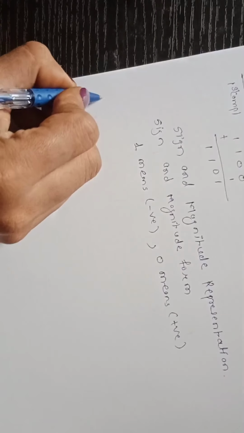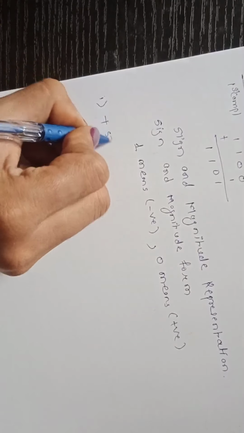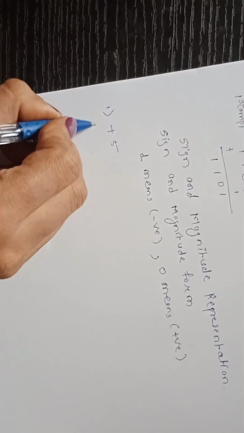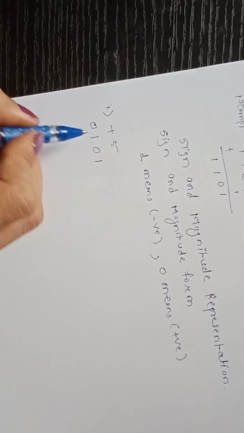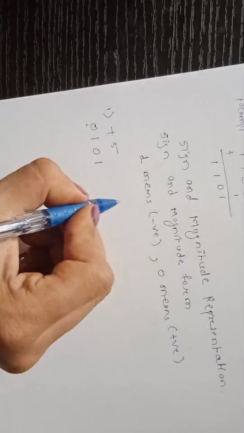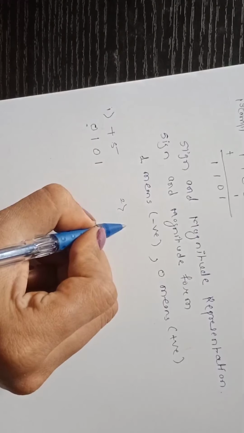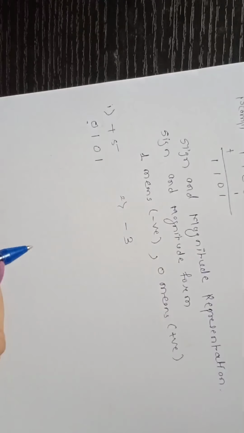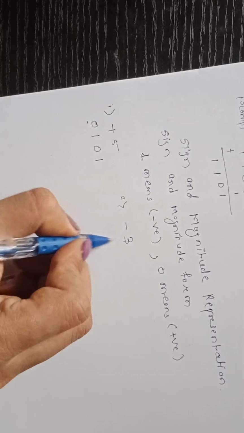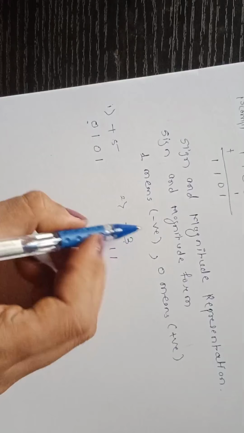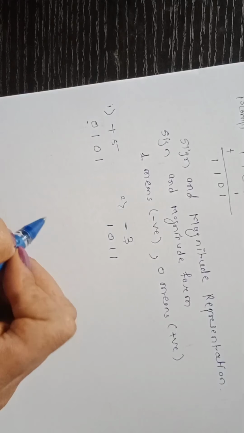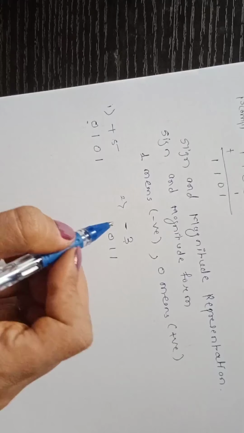Now we have plus 5. Plus 5 means 0, 1, 0, 1. Now the leftmost bit is 0. That means it is plus 5. Now minus 3. Now what will minus 3 become? What is 3? 0, 1, 1. But here is a negative sign. Negative sign means 1. Okay, you are getting my point?